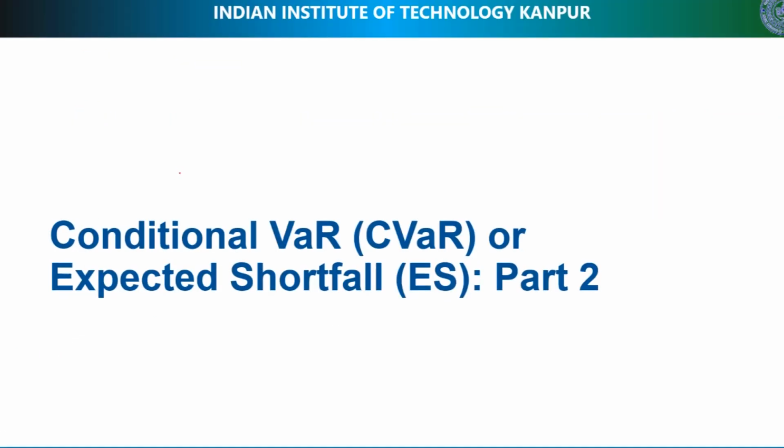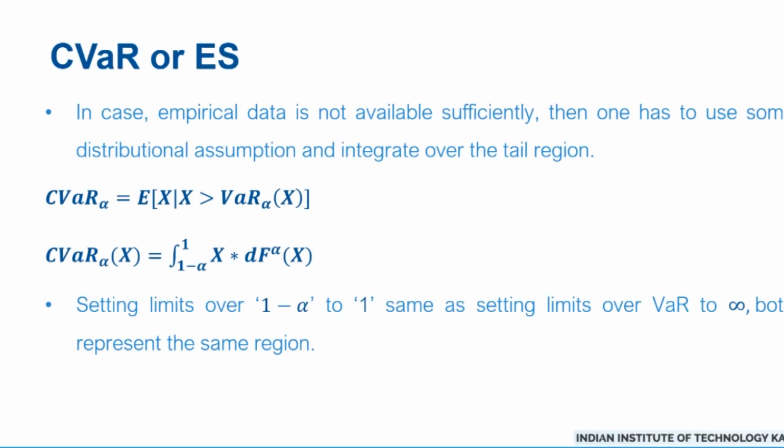In the previous videos, we discussed the theoretical underpinnings and provided the basic understanding of the CVaR or ES measure. Now, in this video, we'll concretize and reinforce those understandings with a mathematical formulation, providing the mathematical underpinnings, or a way to measure this conditional VaR or ES measure. Like VaR, there are two ways employed to compute ES. Either you can use the empirical data, if sufficiently rich data is available, but if not, you can use some distributional assumption and integrate over the tail region.